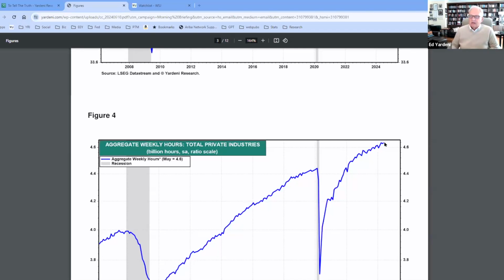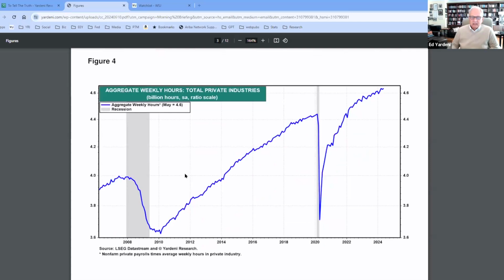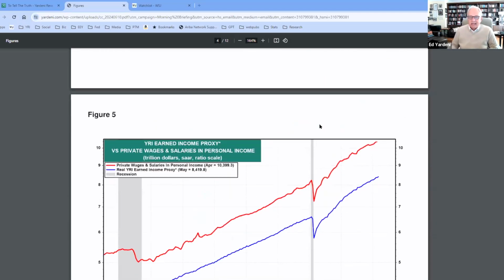And now aggregate hours worked are at a record high. You're not typically in a recession when this is going up. I know there are a few folks out there who think we're in a recession now, but you're definitely in a recession when you see aggregate hours worked going down, because the work week is going down and people are losing their jobs, on that balance.